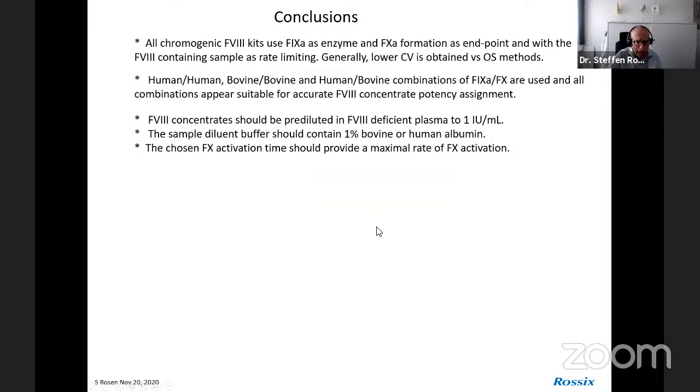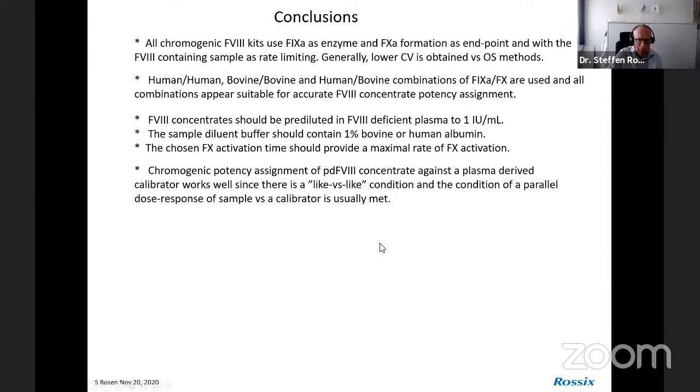The sample diluent buffer should contain 1% bovine and human albumin, and again I emphasize the quality of the albumin. The chosen factor 10 activation time should provide the maximal rate of factor 10 activation, and this is usually when about 40 to 60% of maximal 10A has been formed.